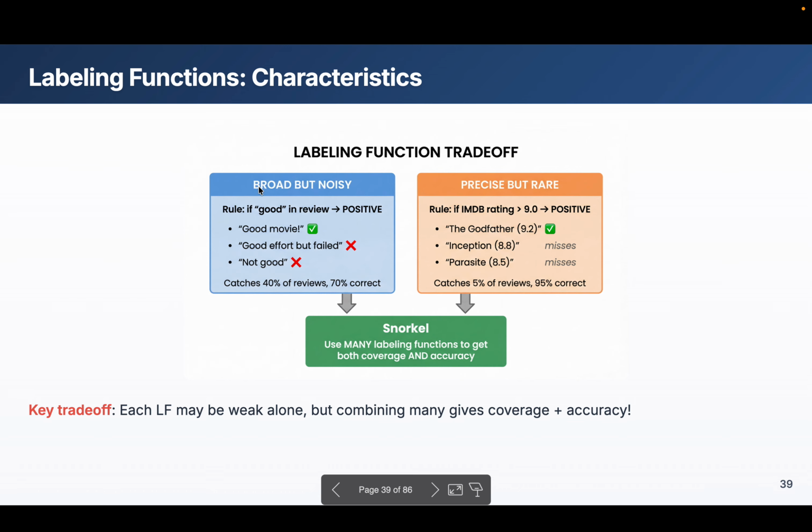On the other hand, you can have functions which are broad but noisy. Good movie, correct, it is positive. Good effort but failed, it is again predicted to be positive, but it should be negative. Not good, again it is predicted to be positive, but it is negative. So we somehow need to take all of these multiple labeling functions which we have created and combine them, where some of them give you good coverage like this one, and some of them give you good accuracy. You want to overall create something with good coverage and accuracy.